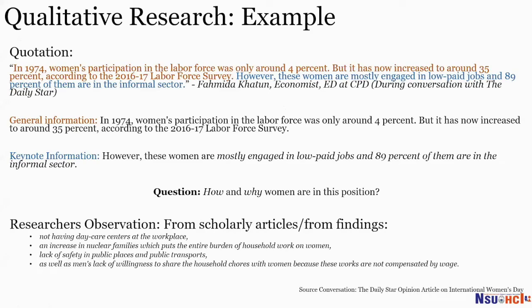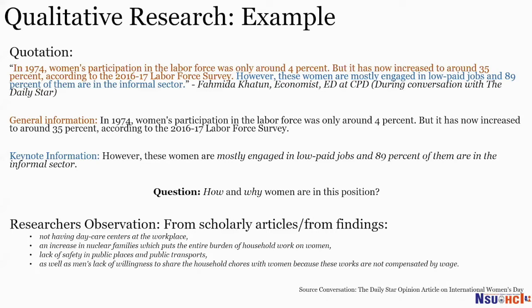I color coded in two different colors here, orange and blue, to understand the general information and the keynote information. The general information that we get from these comments is the history of the labor force for women. But the keynote information is that most of the women are engaged in low paid jobs.